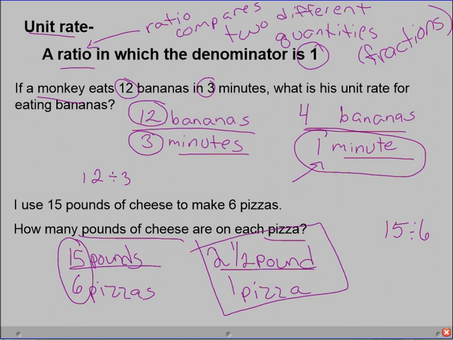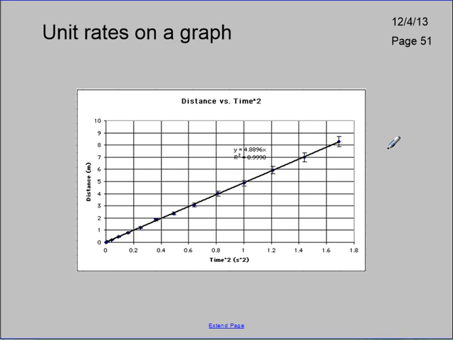Okay, so now that we've established what unit rate is and we've looked at a couple different examples, let's find unit rate on a graph. This is a little bit trickier because you don't really have numbers that you can just go ahead and divide. But remember, a unit rate is a ratio with a denominator of 1.